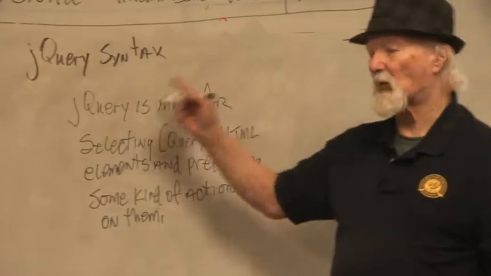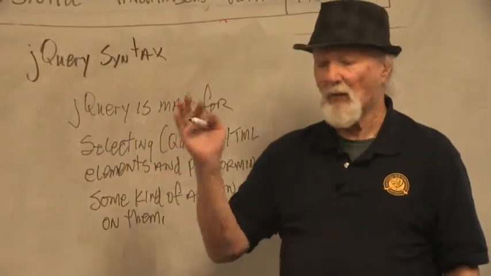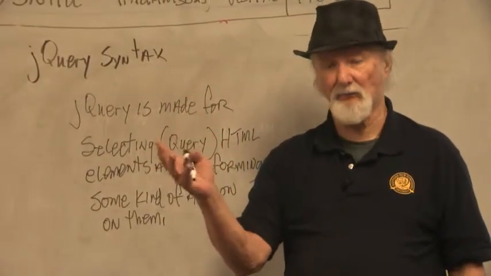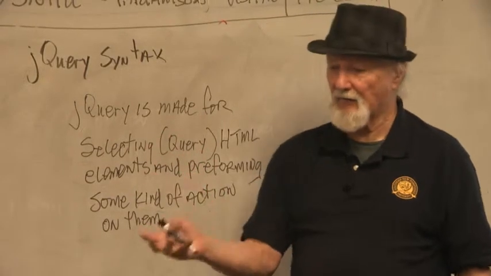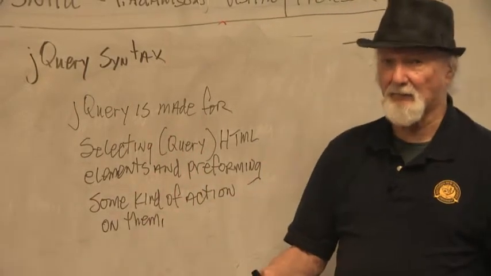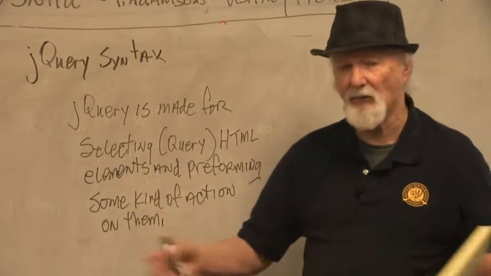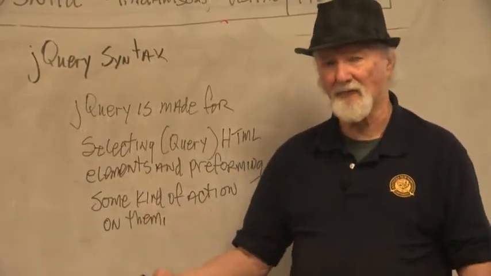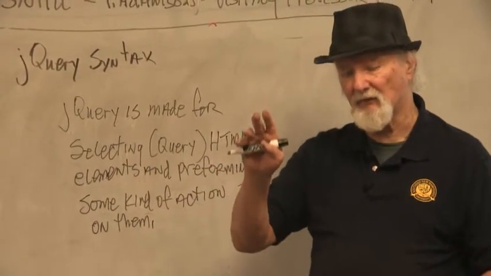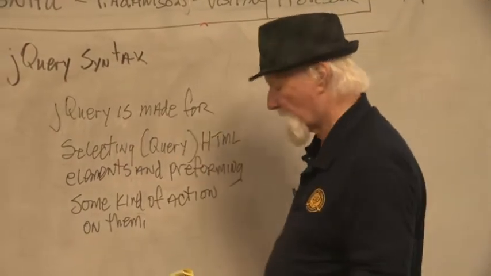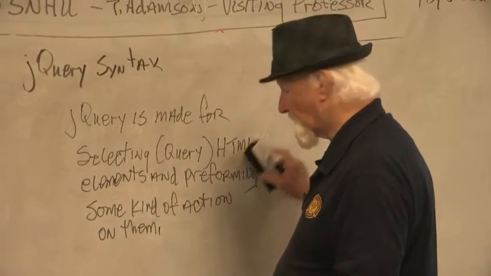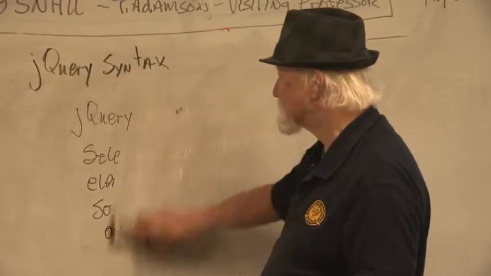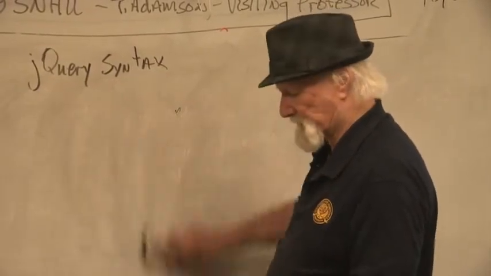So in my jQuery syntax, I have to tell it what element I want to select, and then what's the action that I want on that element. Do I want to hide it? Do I want to make it larger? Do I want to move it? Do I want to animate it? Do I want to modify it? So there's two things in the syntax. And let's see what it looks like.